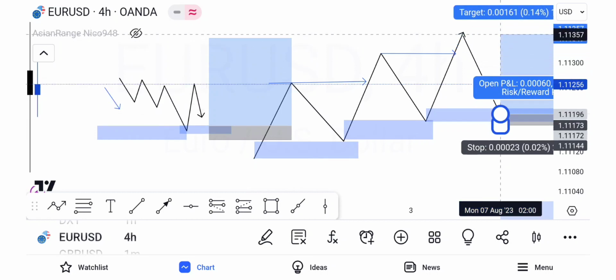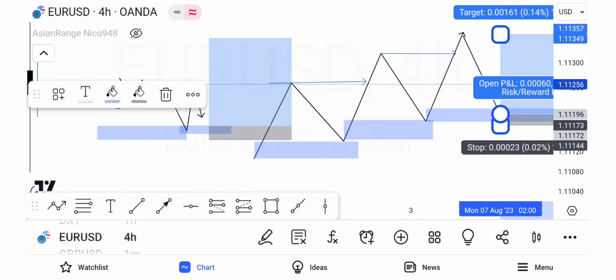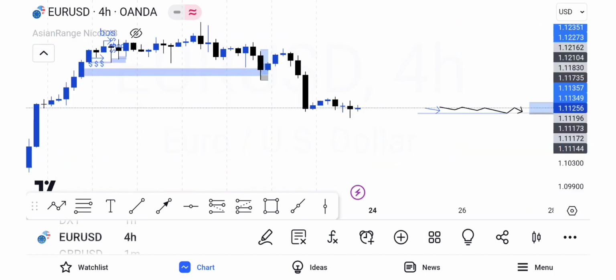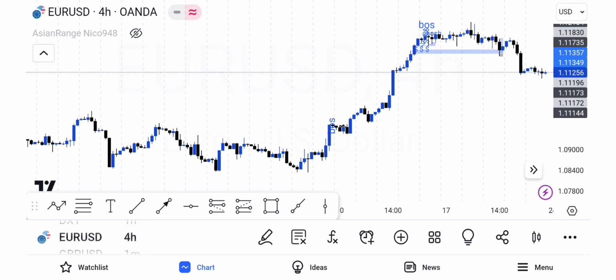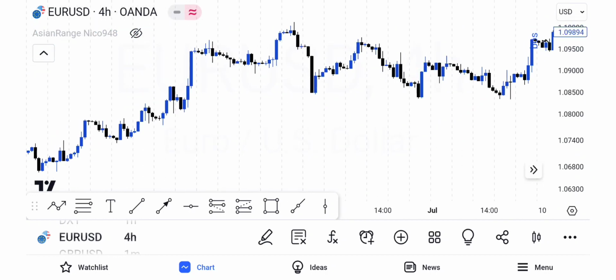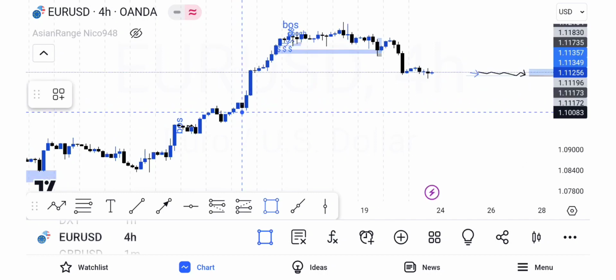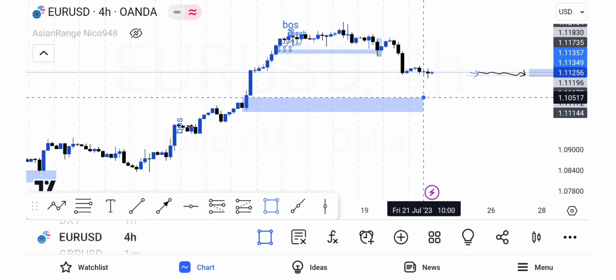Now you've gotten your entries on the lower time frame. This is just a skeptical example. Now let me show you what I mean on a real life chart, something like this. Let's use this here as an example.